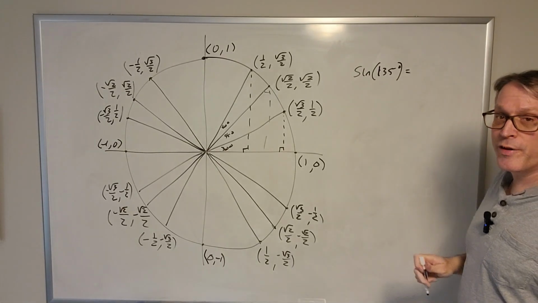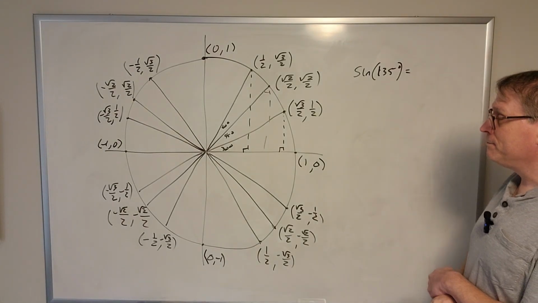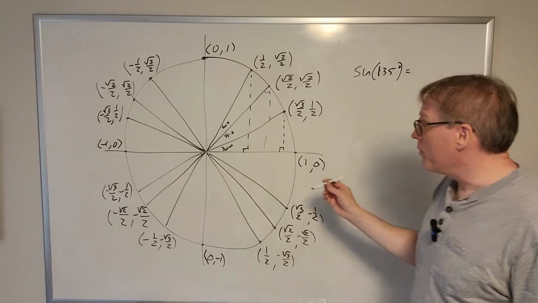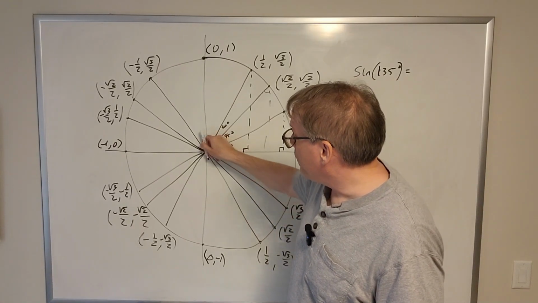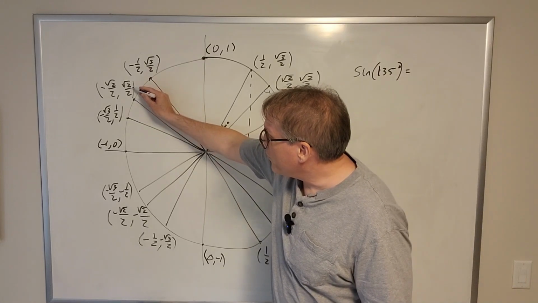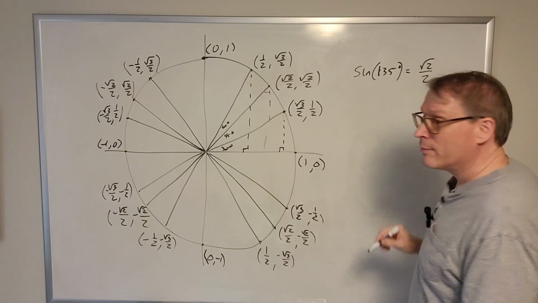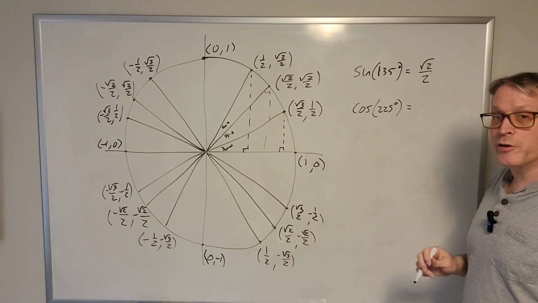What's the sine of 135 degrees? Pause the video, resume when you're ready. Well, sine of 135 is, well, 135 degrees is 90 plus 45, so that's this guy right here, and sine would be square root of 2 over 2. What's the cosine of 225 degrees?